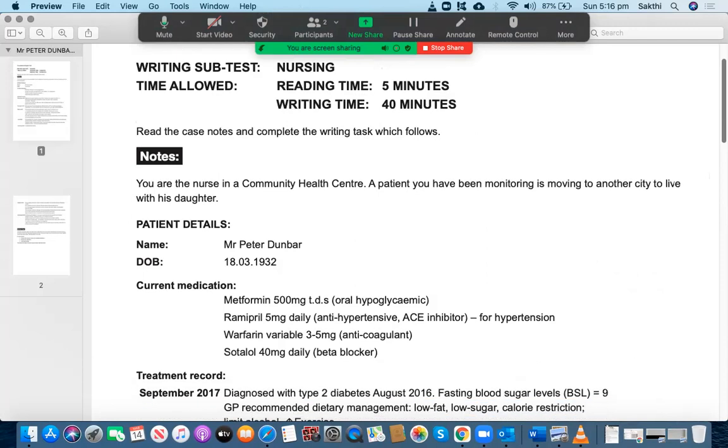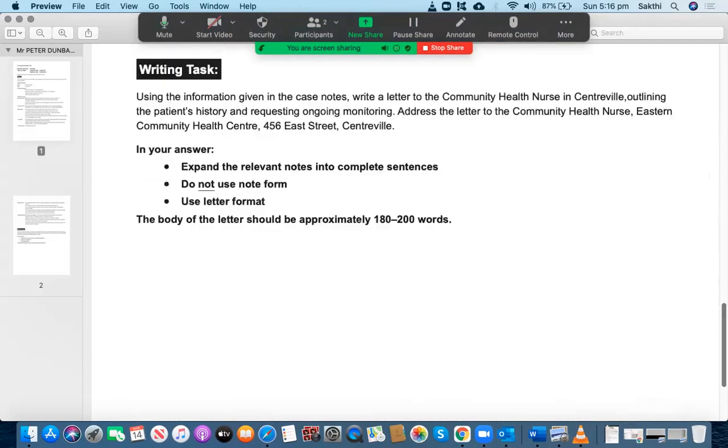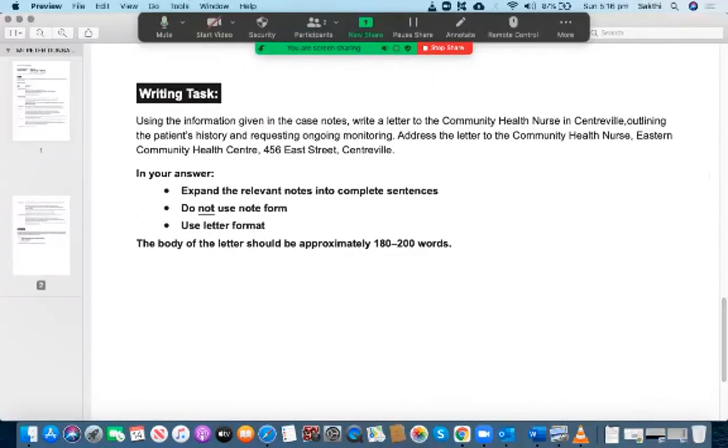All right, so reading time. Let's go through the writing task first. Using the information given in the case notes, write a letter to the community health nurse in Centerville outlining the patient's history and requesting ongoing monitoring. Okay, it's all about ongoing support. Address the letter to the community nurse, Eastern Community Health Center. Okay, they're all good to go.